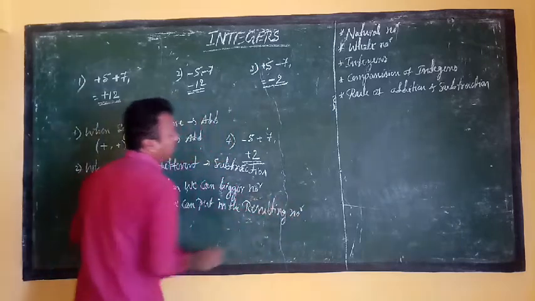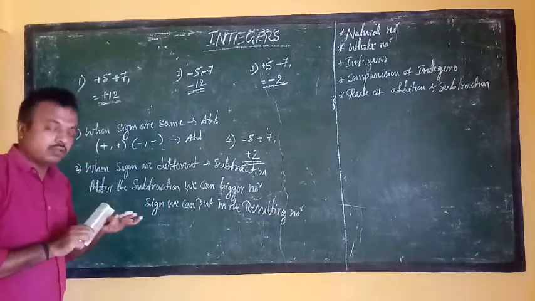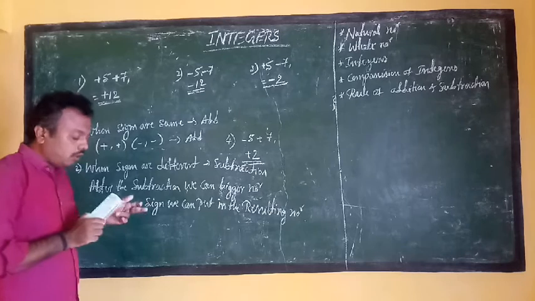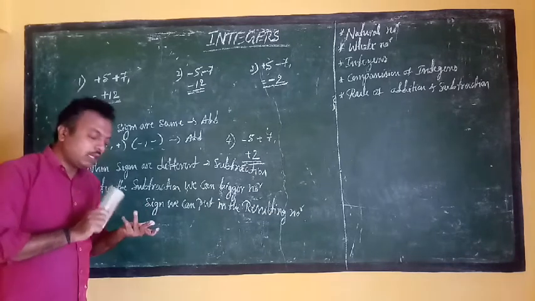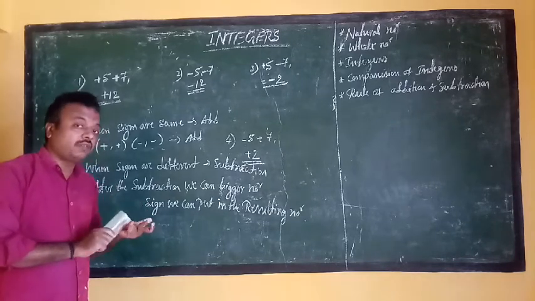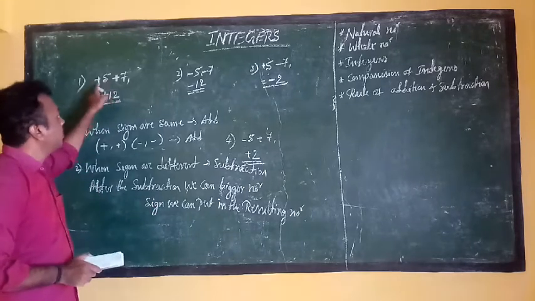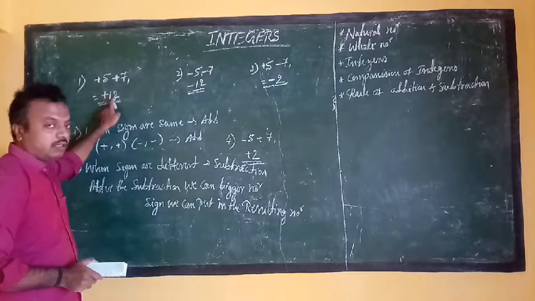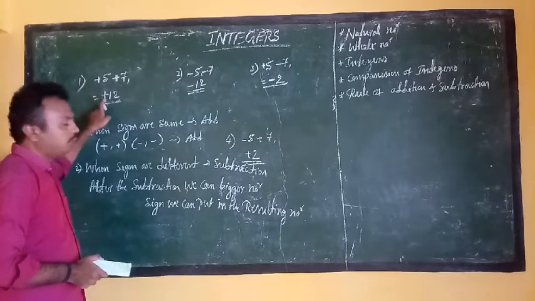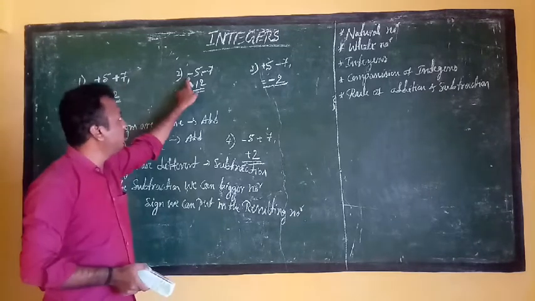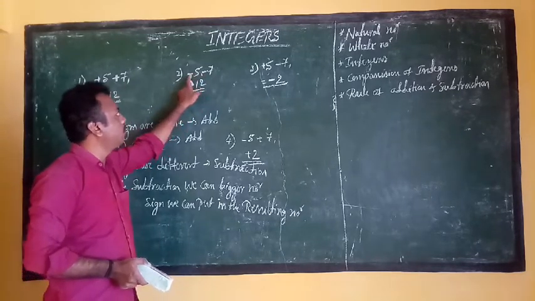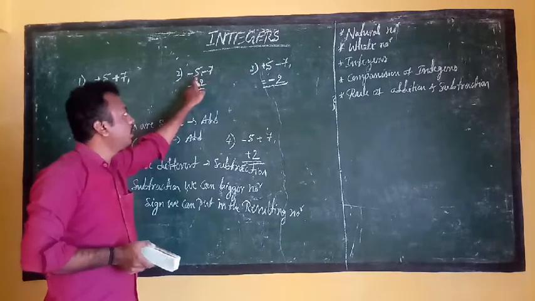Understand, students? When we are doing addition and subtraction, it is very easy. First we have to decide whether it is the same sign or a different sign. In this example, same sign, we can do the addition. After the addition, the same sign we put in the resulting number. Correct? So minus 5 and minus 7 is there. Here both are the same sign, therefore we can do the addition.